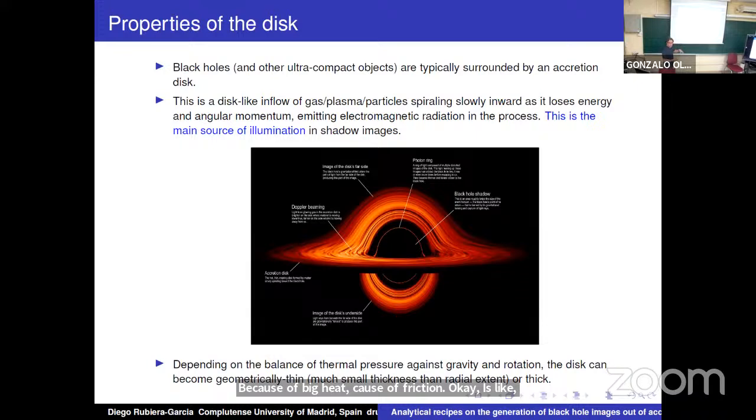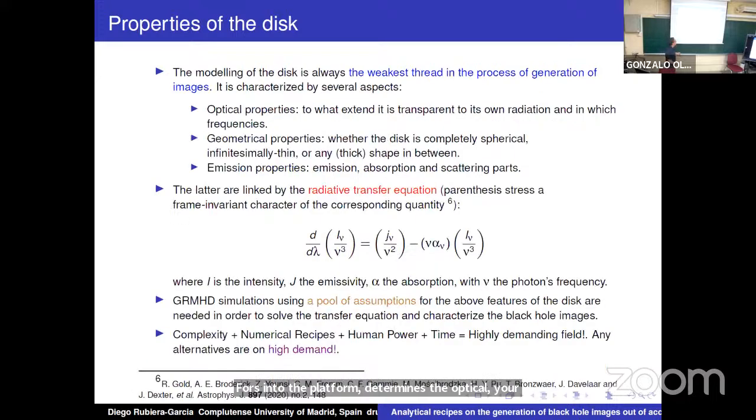This light, this electromagnetic radiation, is the main source of illumination of the black hole. Okay, so we don't care about what the stars illuminating the object are doing. We only care about the accretion disk. Now, the way this material falls into the black hole determines the optical, geometrical, and emission properties of the black hole. And this is very important because the modeling of the disk in terms of these three features is critical in the generation of images, in combination with the background geometry you are taking.